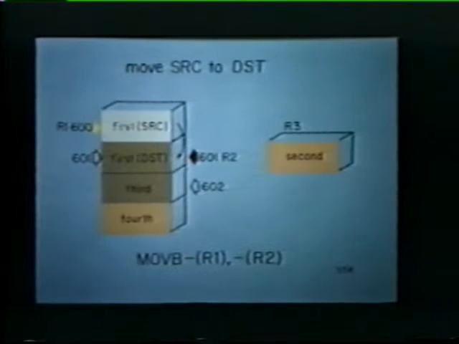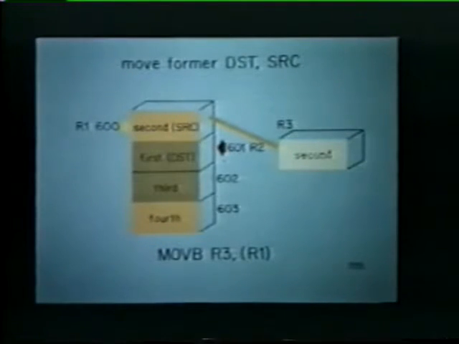Once the auto-decrement has moved the pointers, then the move byte instruction can go ahead and perform its specified job. In this case, move the contents specified by R1 into the location specified by R2. You can see what this does. It moves the first number, or source, into the destination location. The final step is to move the former destination into the source location.